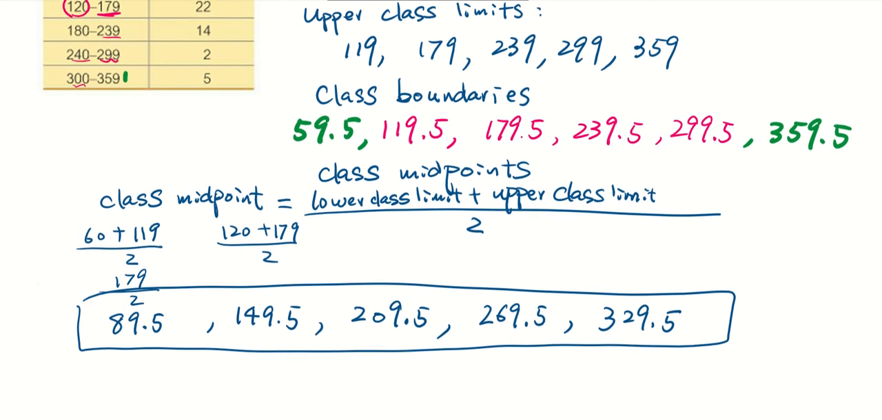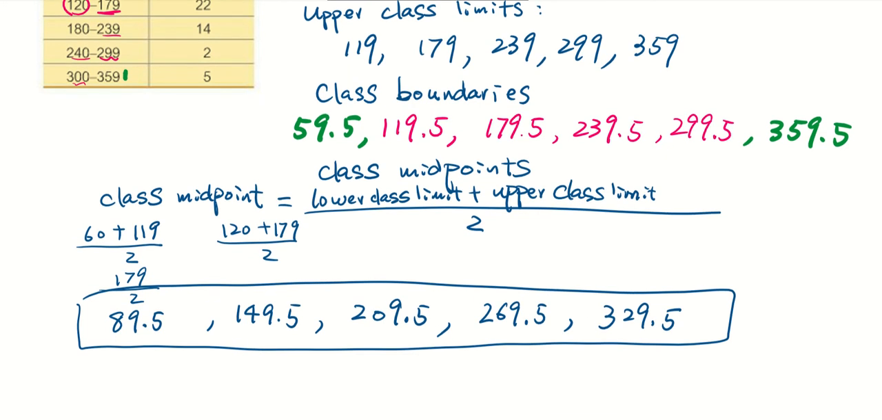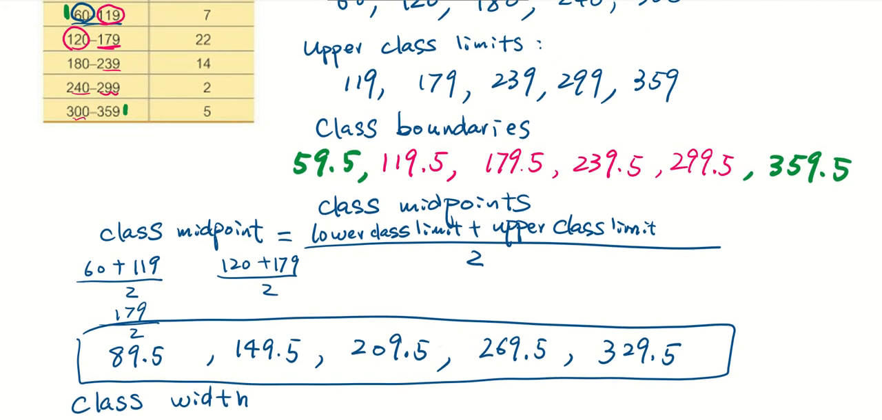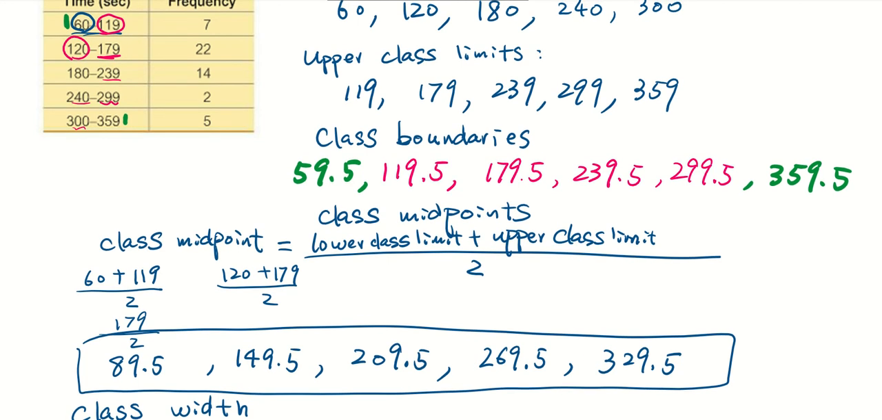Okay, so next definition, class width. Class width is the difference between two consecutive lower class limits. So let's look at the first two. This will be one lower class limit. That will be the next lower class limit. The difference between those two will be your class width. So in this case, it will be 120 minus 60, which is 60. This is the class width.